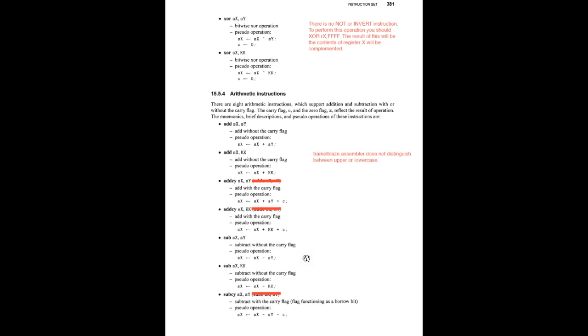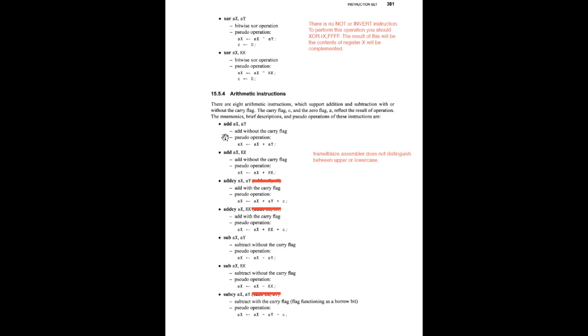Exclusive OR. Now, one comment about the exclusive OR that's good to know is that there's no NOT or invert instruction. So to perform this operation, all you have to do is exclusive OR the register that you want to complement all the bits with FFFF, and the end result will be that the contents of that register are complemented.